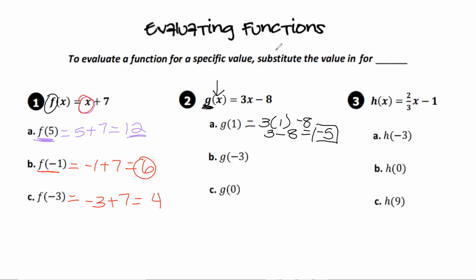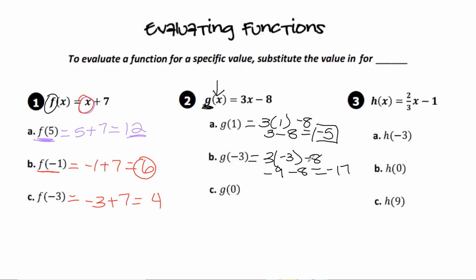Can you try B and C? All right, let's see if y'all got it right. What did y'all say the answer was? -17? Okay, so let's check. So we have -3, and we're plugging it in for x. So 3 times -3 is -9 minus 8. -9 minus 8. Since they have the same sign, we're going to add them together and keep the sign, right? So that's going to give us -17. Good. How many of y'all got that right?